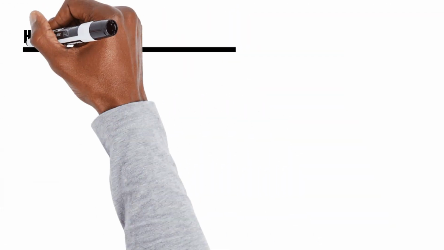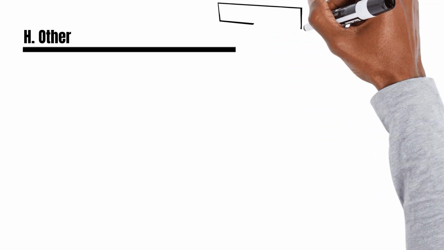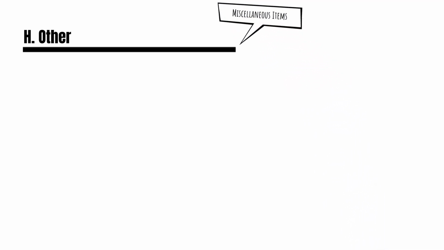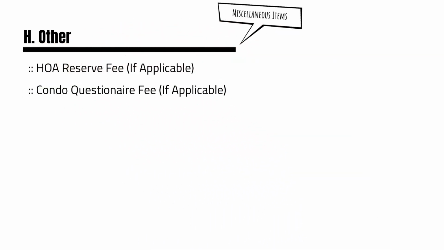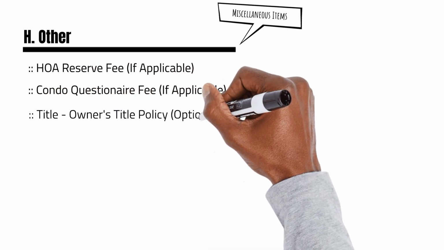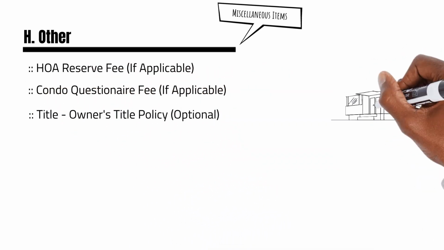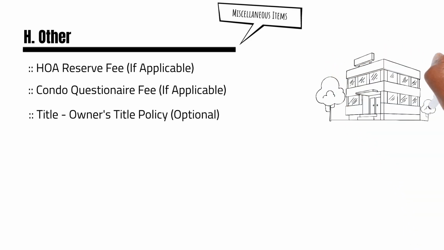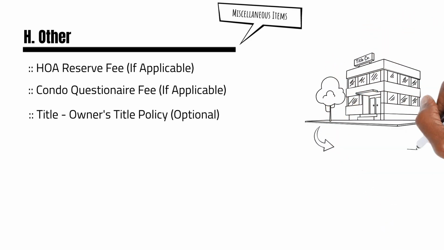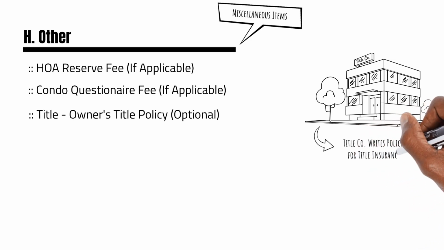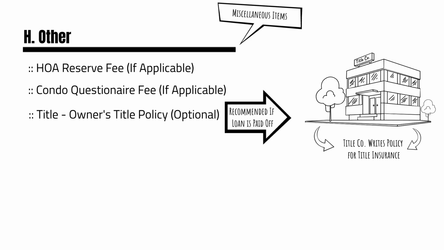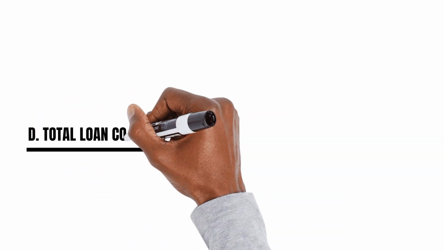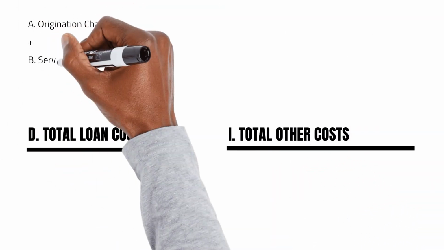If you ever refinance or sell your home, the amount that's sitting in escrow as a cushion will be refunded back to you. Section H is entitled Other, and this is referring to any miscellaneous items for your transaction. Things like an HOA reserve fee or a condo questionnaire fee. But a lot of times what you'll see here is an optional title owner policy, which is not really something that you need to have if you already have a lender's title insurance. But if you were to ever pay off your loan and own your home free and clear, it's something that we definitely recommend getting.